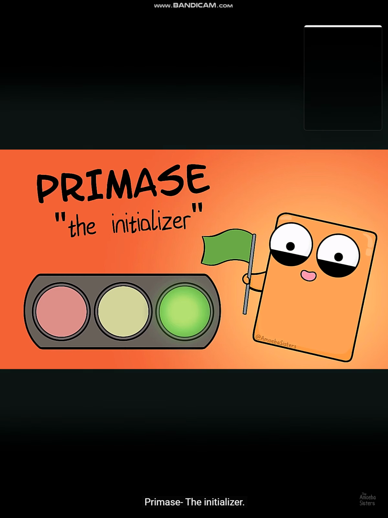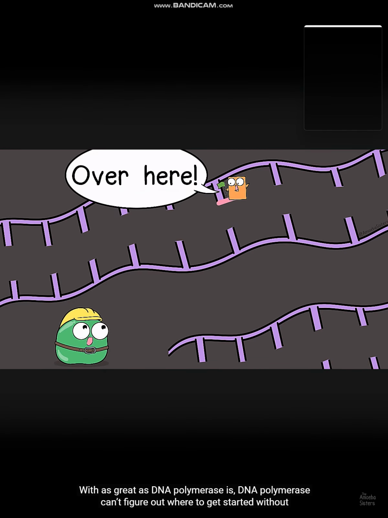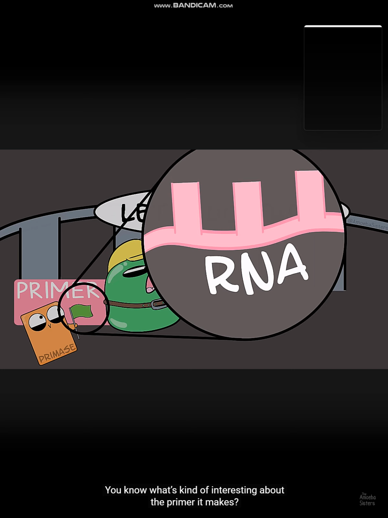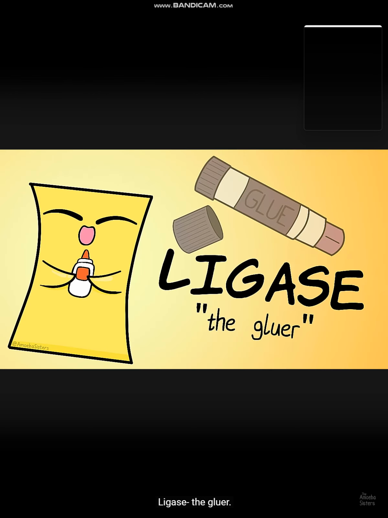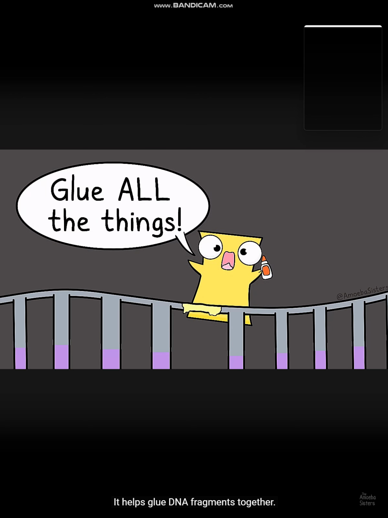Primase, the initializer. With as great as DNA polymerase is, DNA polymerase can't figure out where to get started without something called a primer. Primase makes the primer so that DNA polymerase can figure out where to go to start to work. You know what's kind of interesting about the primer it makes? The primer is actually made of RNA. Ligase, the gluer. It helps glue DNA fragments together. More about why you would need that later on.